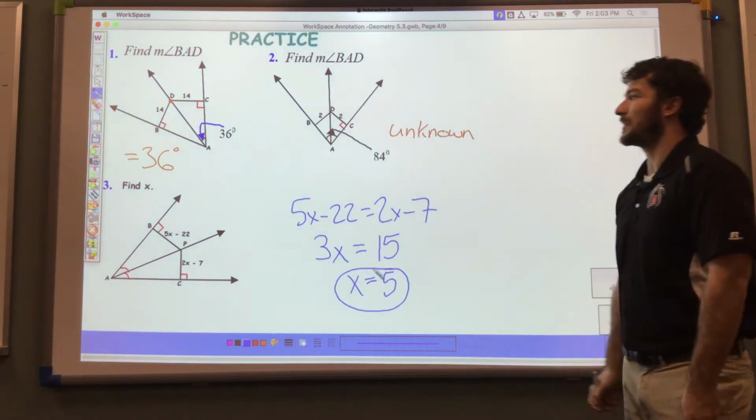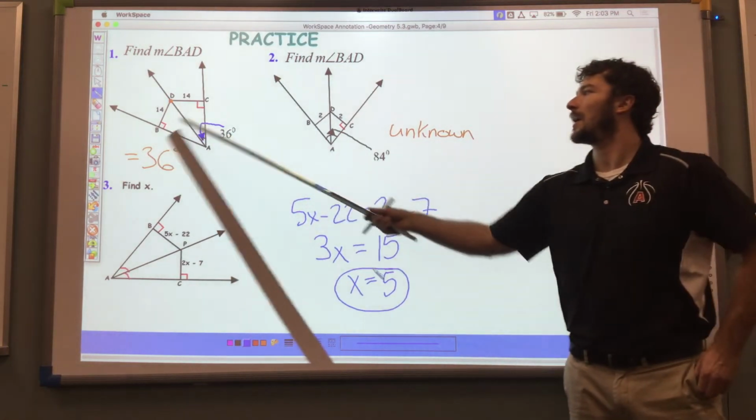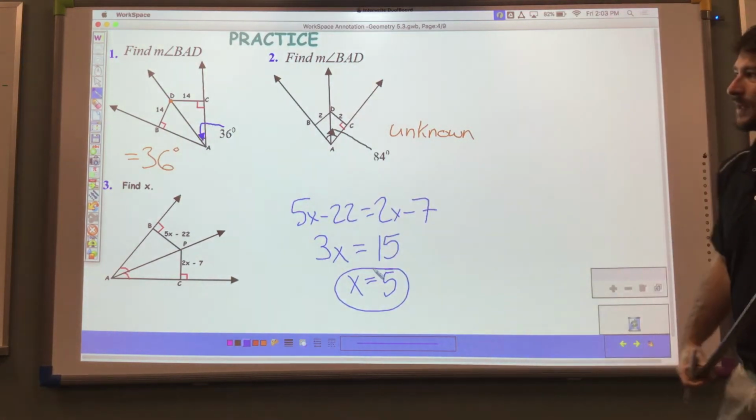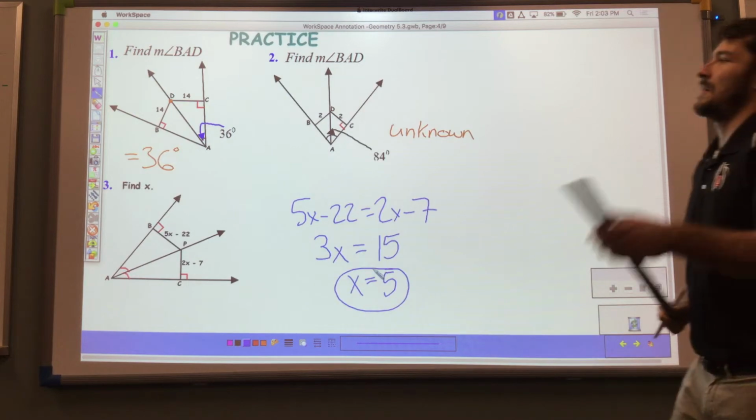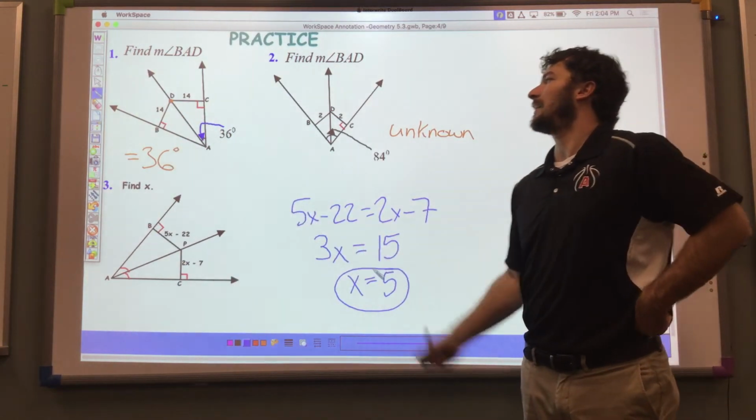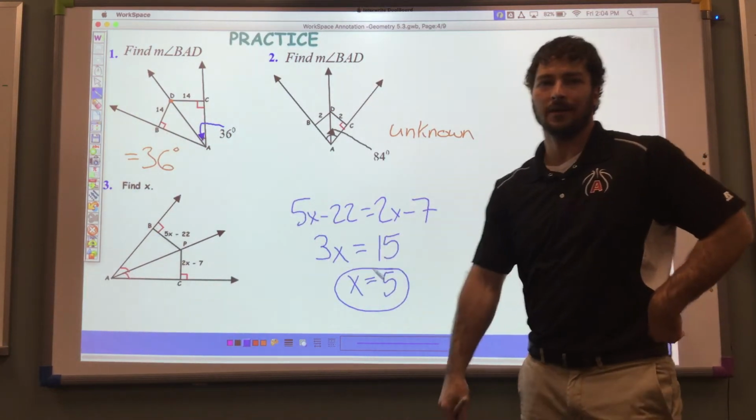So again, a couple things you got to look out for. You got to have those 90-degree angles in order to figure out a lot of these problems out. Because as we said, if you find a distance from a point to a line, that distance always needs to be perpendicular.